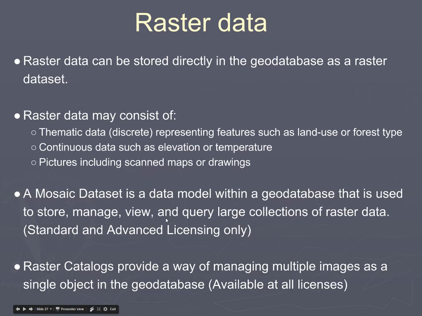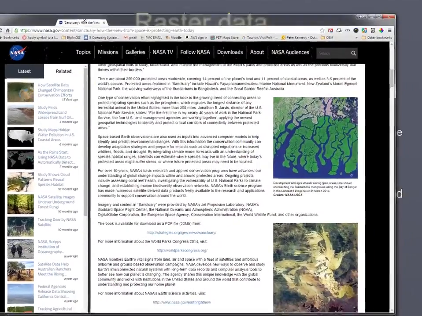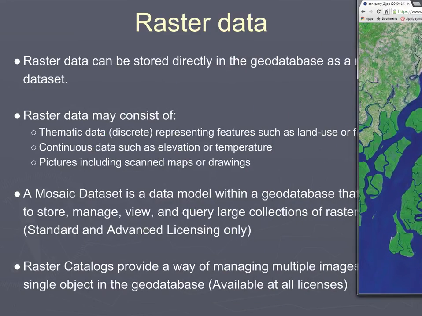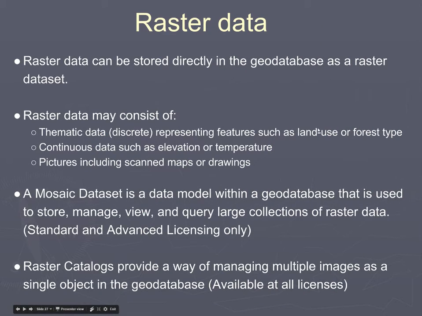Raster data can also be stored directly in the geodatabase as raster datasets. Raster data may consist of thematic data, like discrete information representing land use or forest types. Thought I'd give you a little example of that. This is a land use example from Landsat. This is raster data where these are mangroves, and the pink is slash and burn for farming and urban areas growing into the mangroves. So that's thematic land use type. Continuous data, such as elevation or temperature, can be stored in a raster dataset, and we can look at that too.